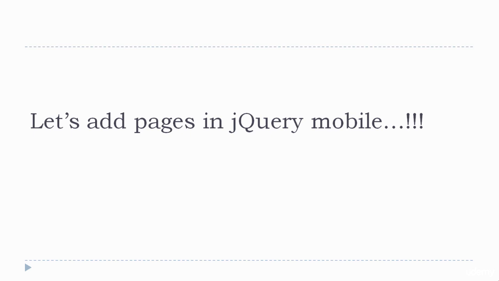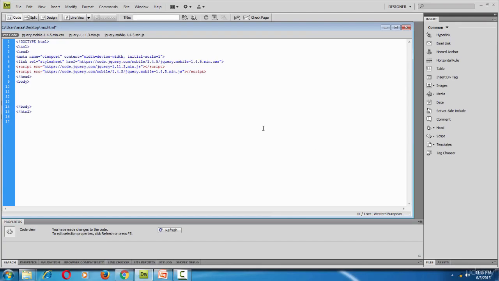So we will move on to the Dreamweaver part to understand how we can create multiple pages in jQuery Mobile. Here in front of us is the same screen on which we coded the last program. Before starting the programming part for multiple pages, I just want to tell you something about this.